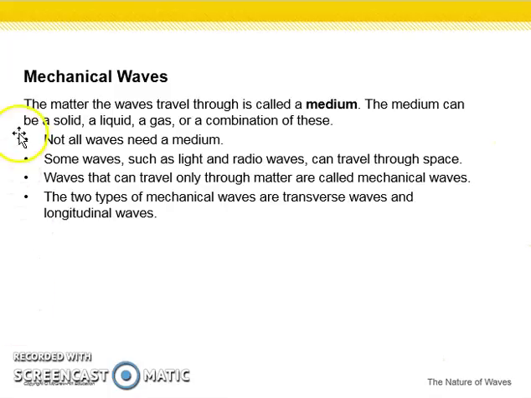Next bullet point for your notes: not all waves need a medium. Some waves, such as light and radio waves, can travel through space. Waves that can travel only through matter are called mechanical waves. And there are two types of mechanical waves. You need to know both, transverse and longitudinal. We'll be having a lab over these two, so make sure you read up on that in your book, please.